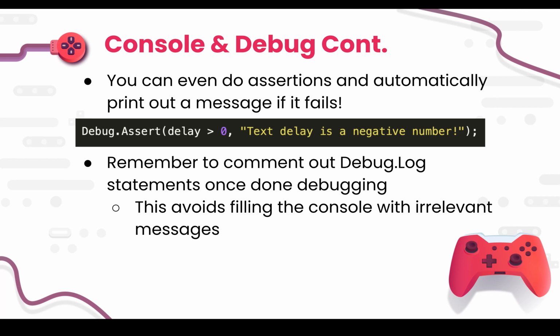Alright, finally, you should remember to actually comment out debug messages that you're not using once you're done debugging, because if you leave those in, it will spam the console full of irrelevant messages. When someone else is trying to debug, it makes it harder for them to find the messages that they're looking for and slows down the debugging process. So just remember to comment them out. You can always uncomment them if the bug reappears.